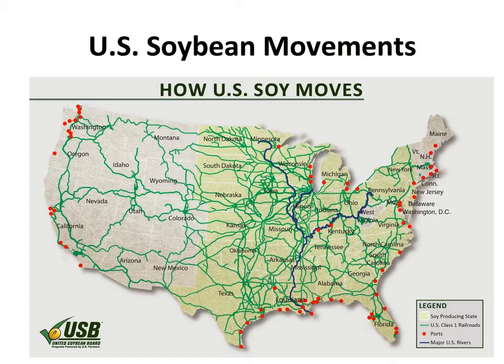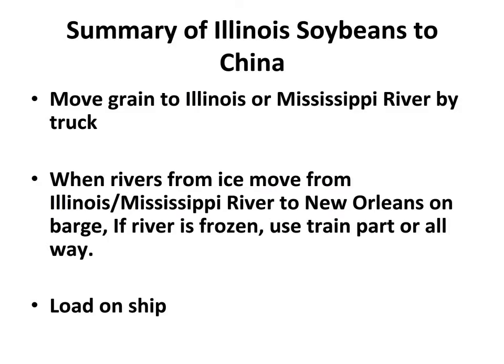That grain would be moved over to a blue line, either the Illinois or Mississippi River, be moved down a barge to New Orleans, and then be loaded on a ship and moved by ship to its final international destination. To summarize the movements from Illinois to China, or for that matter anywhere around the world for export, grain would move to the Illinois or Mississippi River, generally by truck.